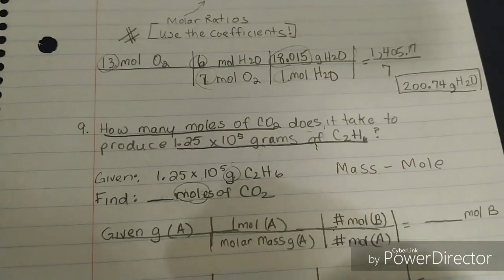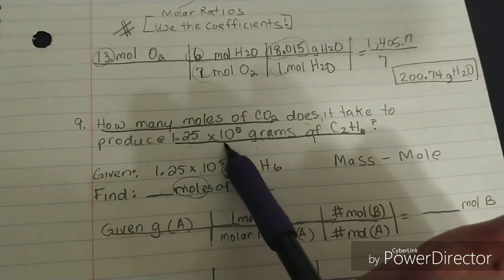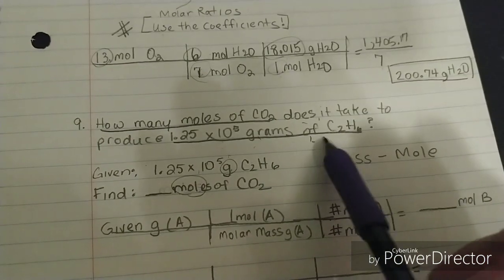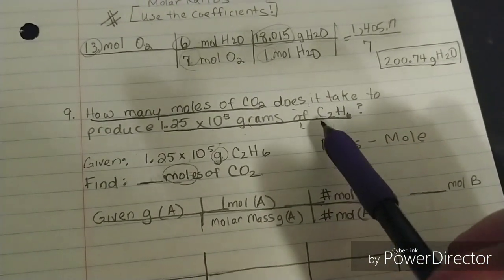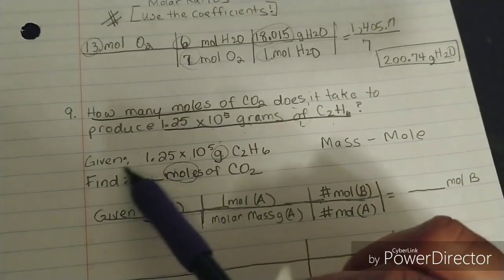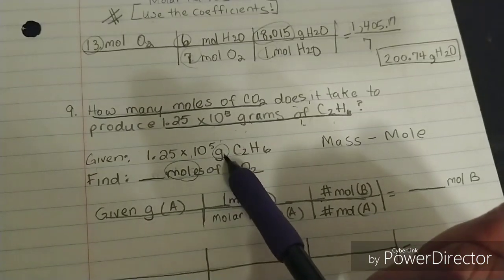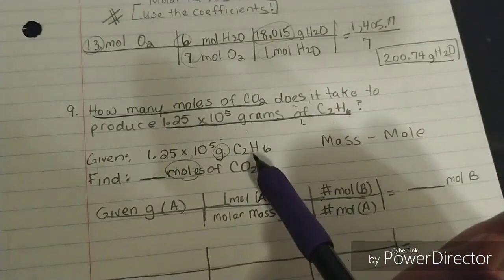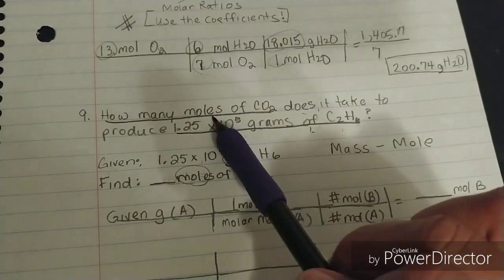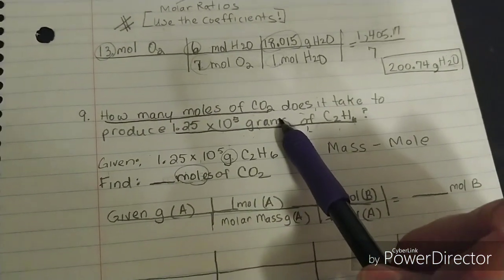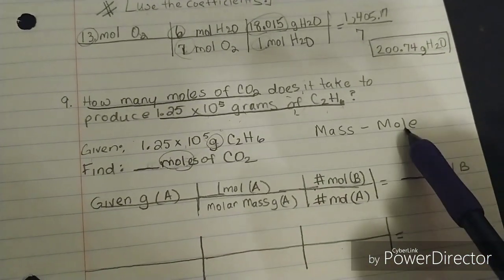Okay, for number 9, it's asking how many moles of CO2 does it take to produce 1.25 times 10 to the 5th grams of C2H6. Okay, so therefore, we're going to put our given. Again, we look for the number. It's 1.25 times 10 to the 5th grams of C2H6. Okay, and they're asking us to find some number of moles of carbon dioxide. Okay, so this is mass to mole. So a mass to mole problem.